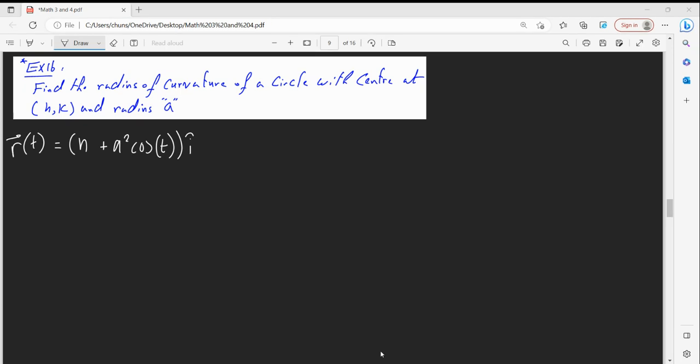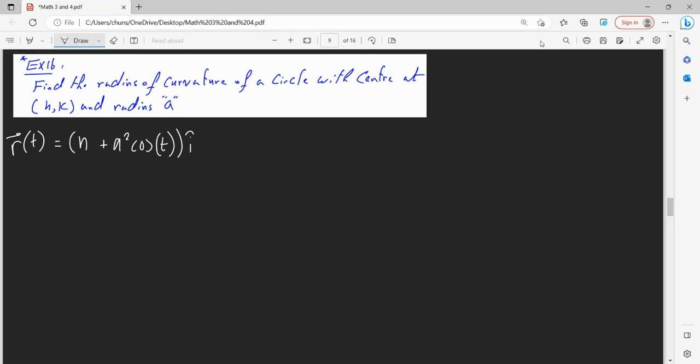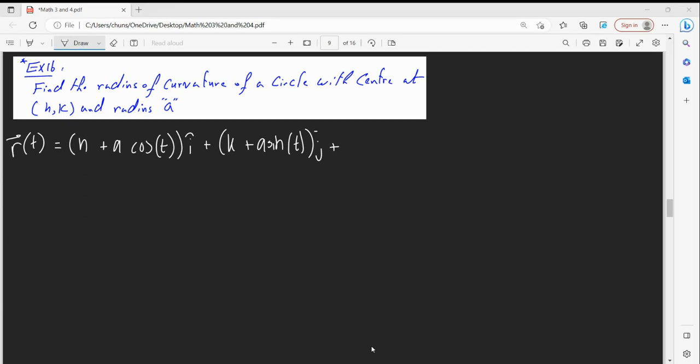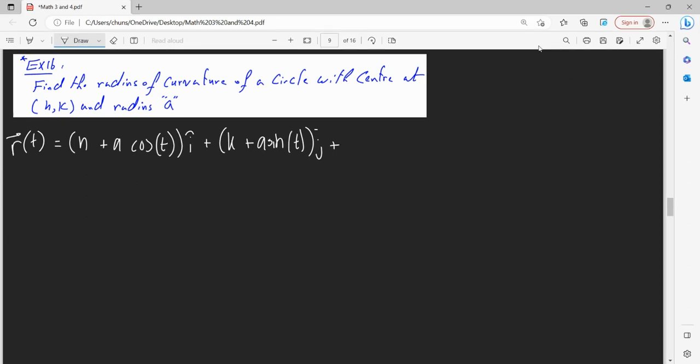Is that right? No, hold on. Nope, I lied. This is just a. Okay, and that's plus k plus a sine t. That's j. And what do we put for our k? We will just put 0.